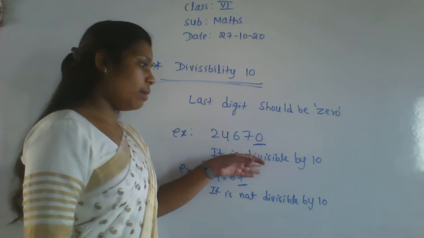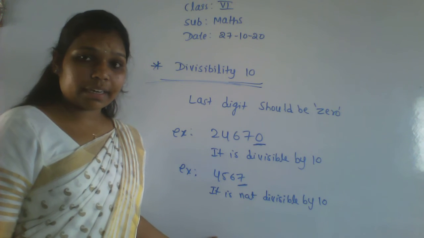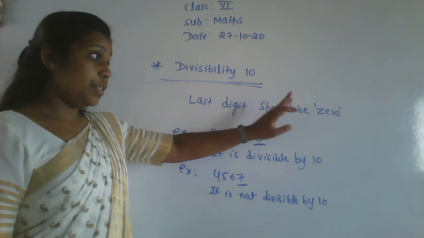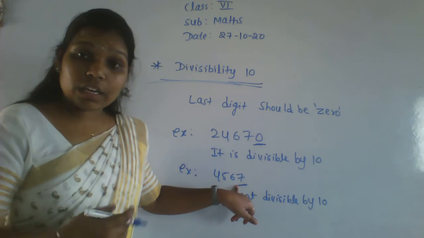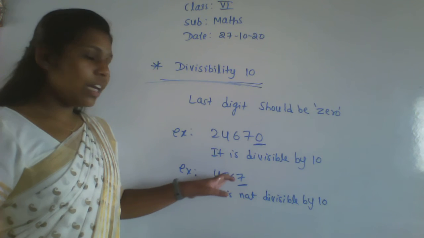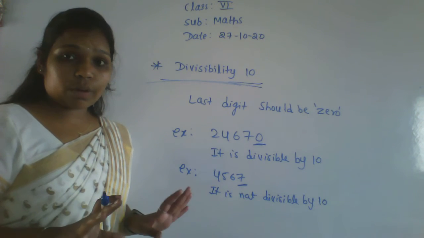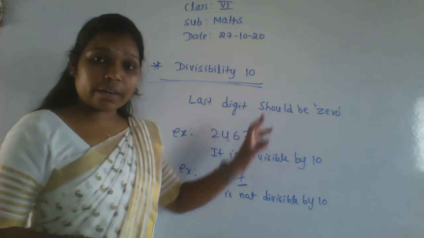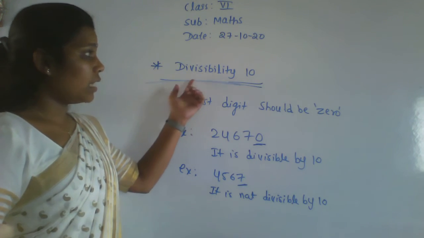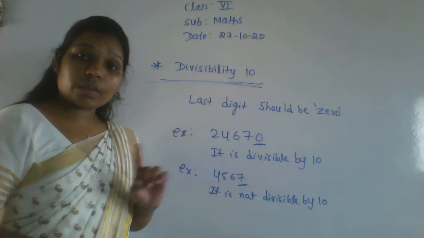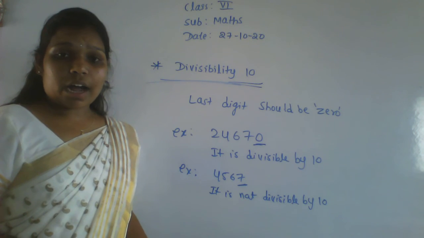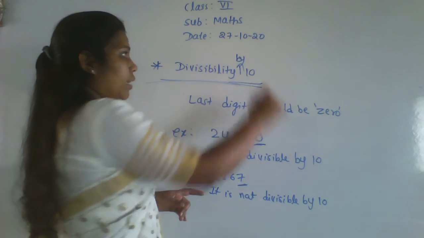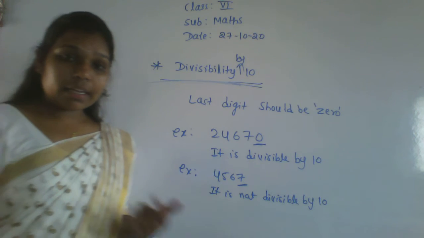This number is divisible by 10 and this number is not divisible by 10, because here the last number is 7. We want the last digit to be 0. Whatever the other digits may be, it doesn't matter. Only the last digit should always be 0. Then only we can say that the given number is divisible by 10. Otherwise it's not divisible by 10. Understood the divisibility by 10 rule?